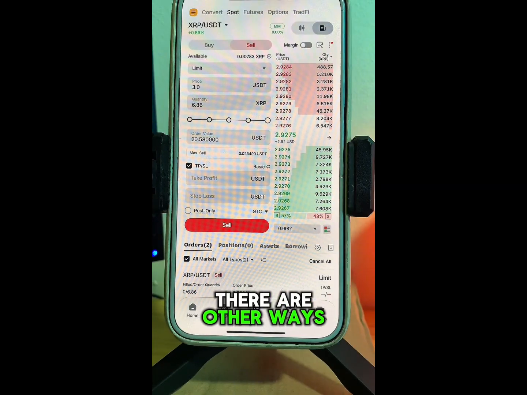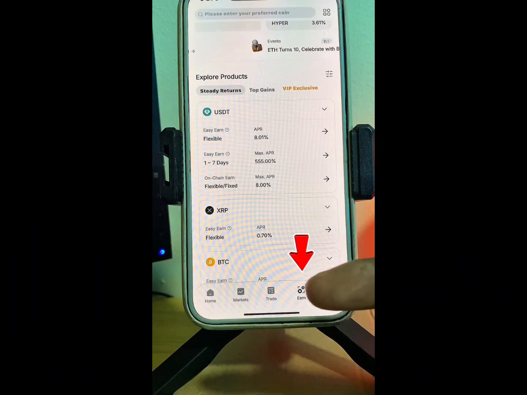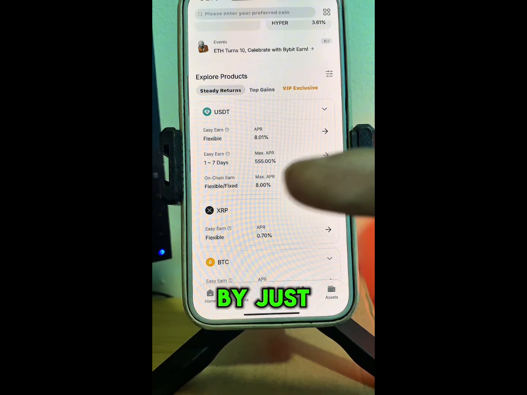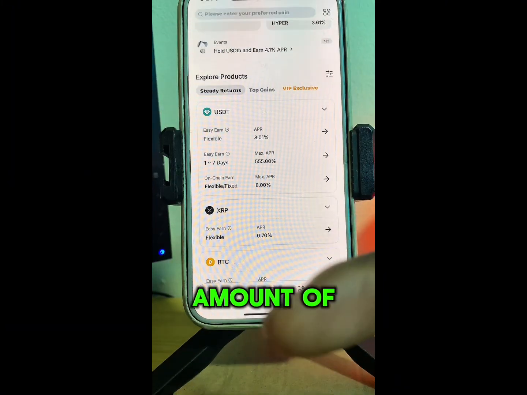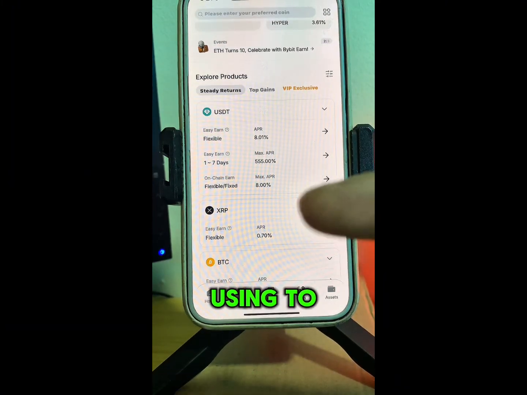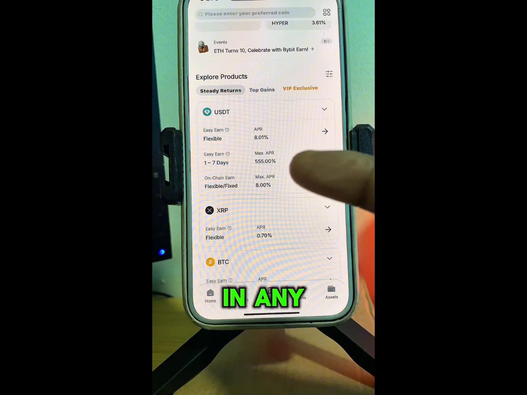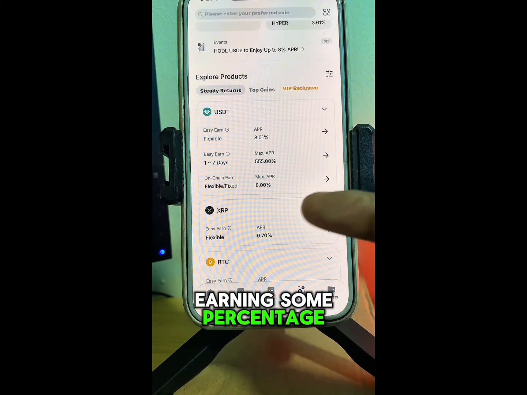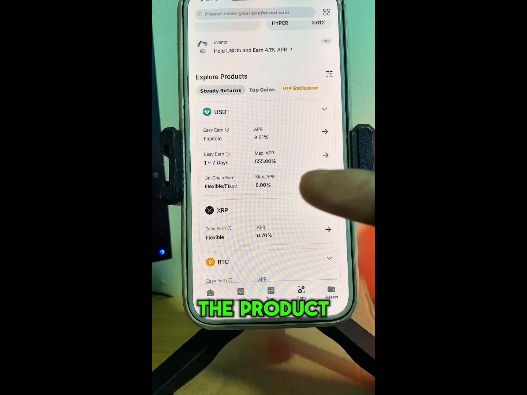There are other ways to make money on Bybit aside from trading. One example is the Bybit Earn product that allows you to earn these percentages by just keeping your money on the Bybit platform. So if you have an amount of money that you are not using to trade, or that you don't need urgently, you can keep it in any of the Bybit Earn products, and you will be earning some percentage on top of whatever amount of money that you put into the product.